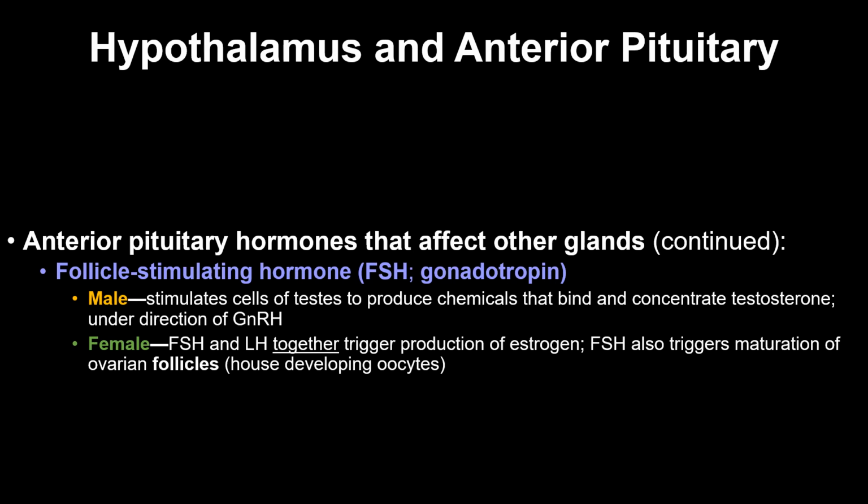which then house those developing oocytes. And we're going to discuss TSH and ACTH in more detail in the upcoming chapters. And then luteinizing hormone and follicle stimulating hormone are going to be explored a little bit further, and then also more in depth when we discuss the reproductive system as well as development chapters.